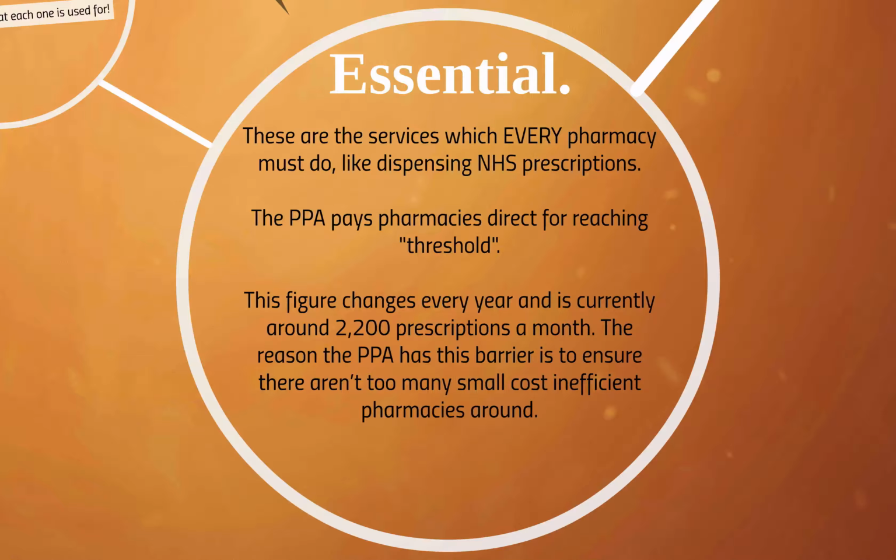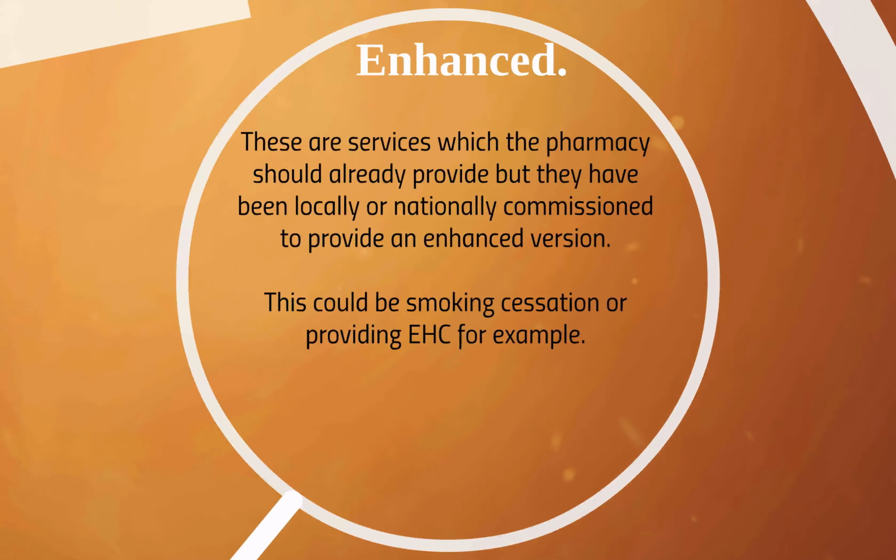The PPA pays pharmacies direct for reaching something called a threshold, and this stands at around 2,200 prescriptions a month at the moment. This is really to ensure that there aren't too many small, cost-inefficient pharmacies around. Just a bit of knowledge: there are 13,000 pharmacies in the UK and 60,000 pharmacists. I find that a really useful statistic.